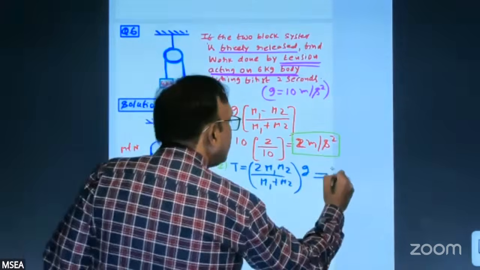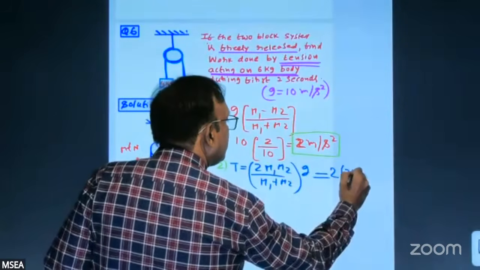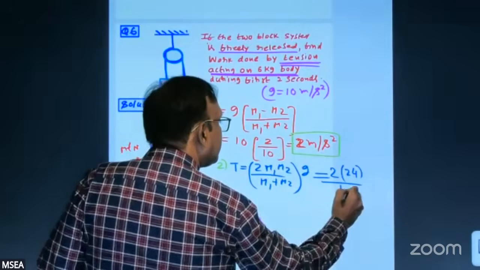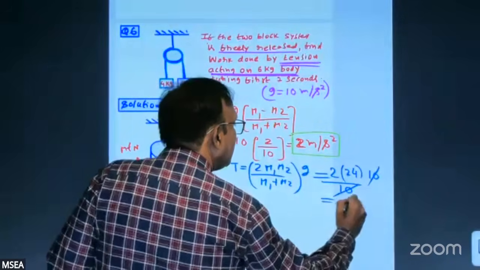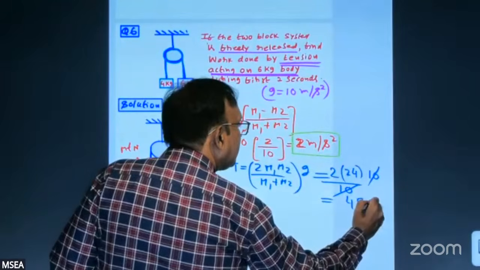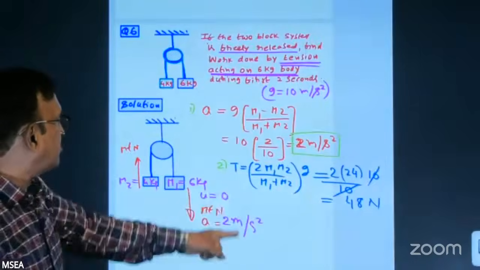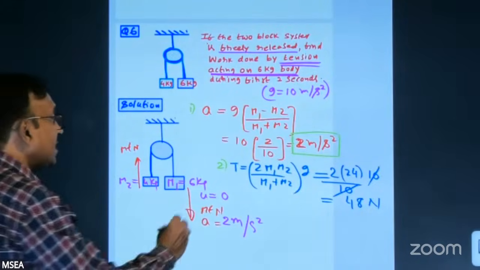Now you know 2 into M1 M2, 6 into 4 comes out to be 24. Directly I am writing M1 M2 by (M1 plus M2), 24 by 10, into g. So these two things get cancelled. It is as much as 48 newtons. Tension is a force, so 48 newtons.